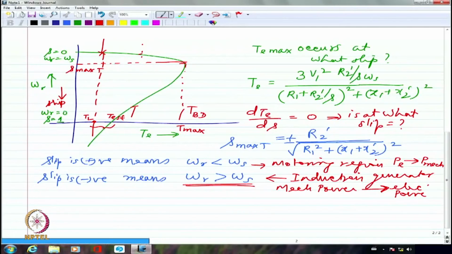So the machine will start accelerating. As it accelerates, please note that I am going to get more and more electromagnetic torque. Are you getting my point? This is the ordinate which represents the electromagnetic torque. So the electromagnetic torque available is more and more and more. So the machine will accelerate further and further. So this is the starting condition. It is accelerating, and the moment it reaches this value, it will accelerate further.